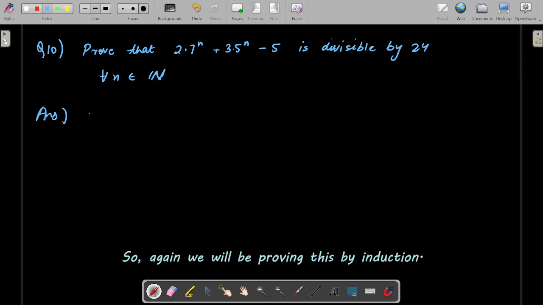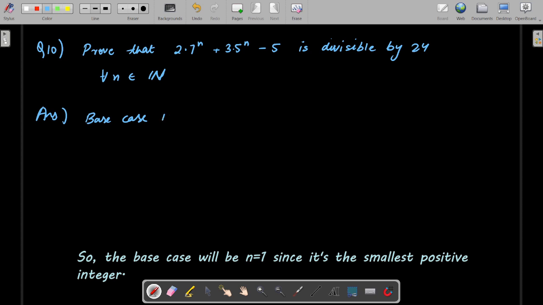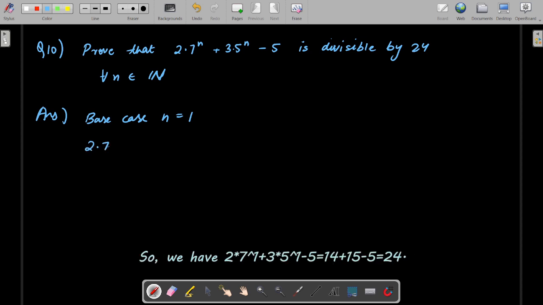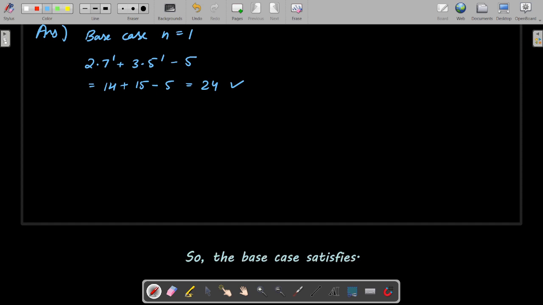So let's take the base case. The base case will be n equal to 1 since it's the smallest positive integer. So we have 2 into 7 power 1 plus 3 into 5 power 1 minus 5. It's equal to 14 plus 15 minus 5, which is equal to 24. Now obviously 24 is divisible by 24, so the base case is satisfied.